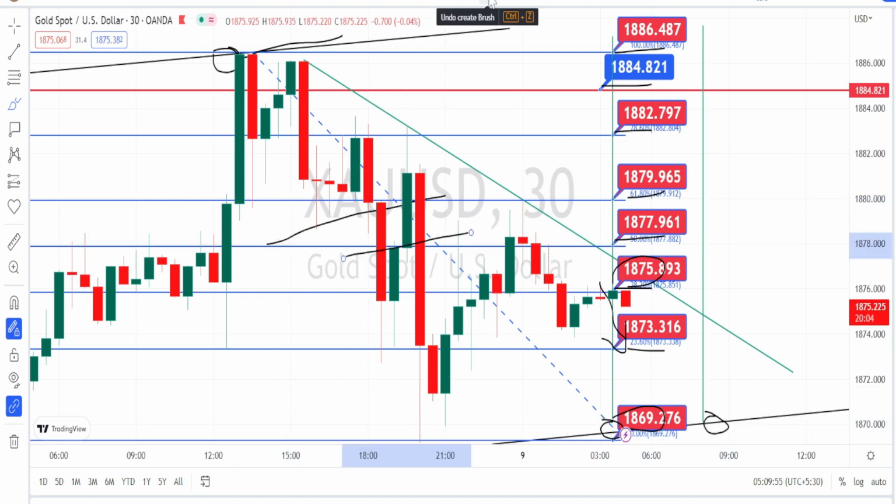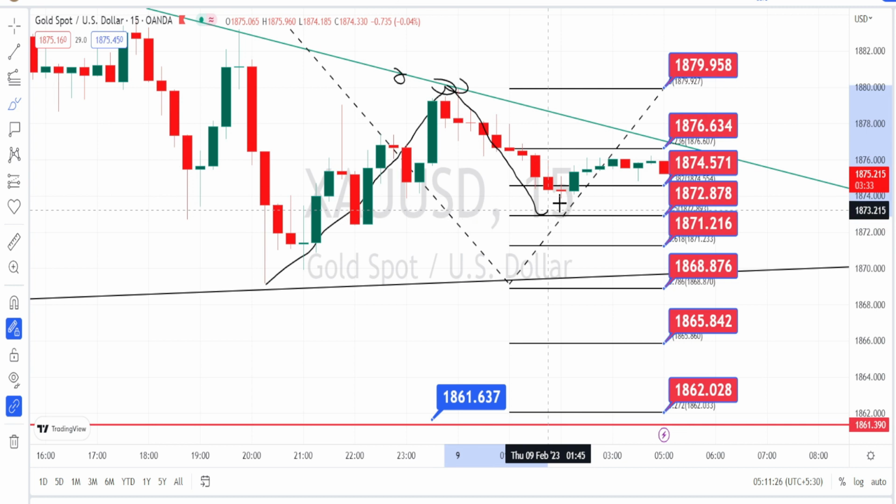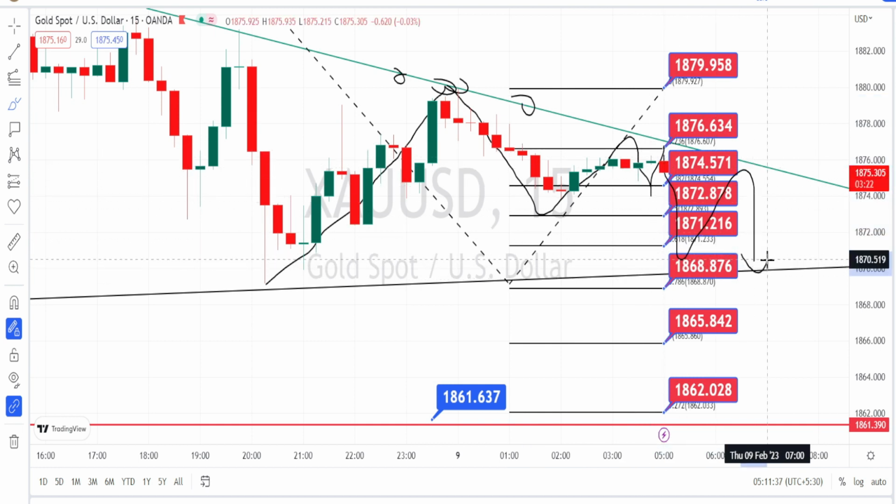Let us mark the support and resistance levels in 15 minutes time frame. I am in 15 minutes time frame. When we look at the current trend of the price action in 15 minutes time frame, we are noticing the price action to be bouncing back from the resistance line from the 30 minutes time frame on a bearish side retracement. As long as the price action is trading below this resistance line, we can expect the bearish side retracement to continue in 15 minutes time frame also.